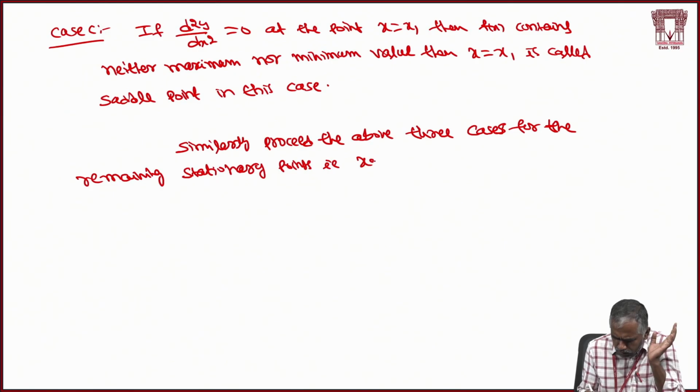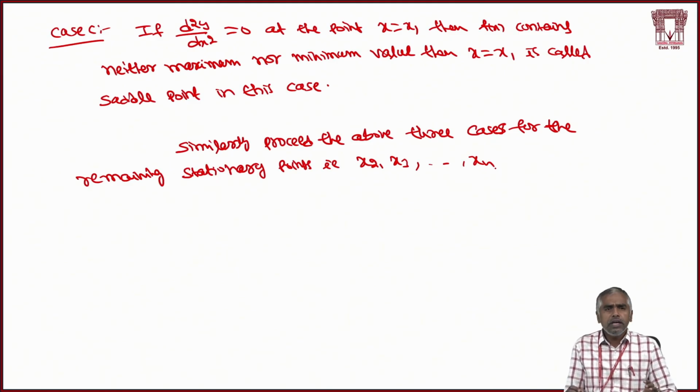That is x2, x3, and so on, xn. So here I tested the first three cases only for the first stationary point x equal to x1 to conclude whether f of x contains maximum value or minimum value or contains neither maximum nor minimum. So all these cases will also be proceeded for the remaining stationary points x2, x3 and so on xn.